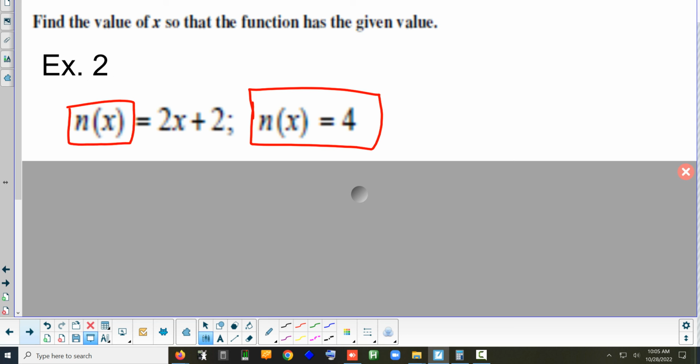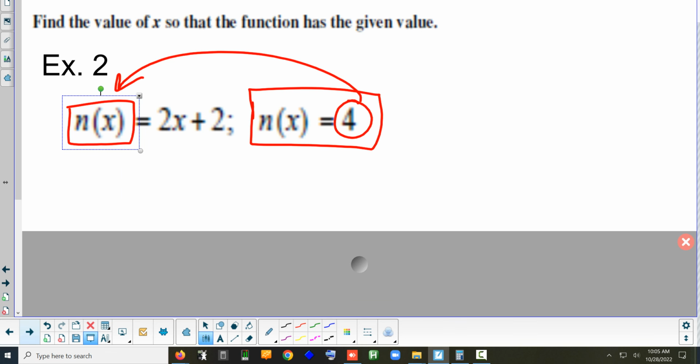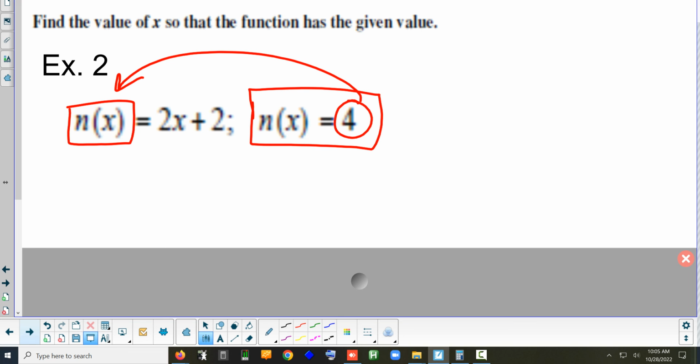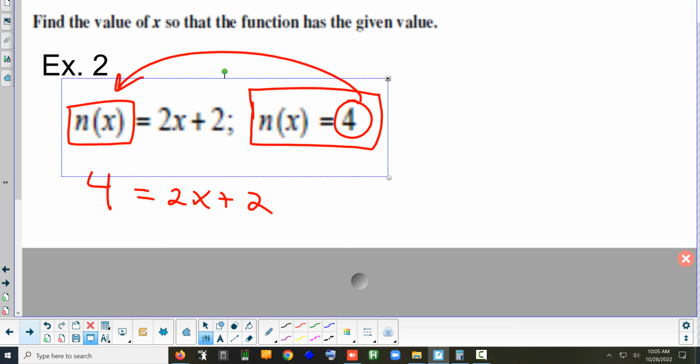They're telling me that should be replaced with the number 4. They're telling me n of x should be turned into a 4. So take what they give me, change the n of x to a 4 on the left, and the right stays exactly the same. This is why I mentioned the SAM, because when you do this one, now you have to get x by itself. Okay, so a little bit different than example 1. It's almost like it's the opposite.